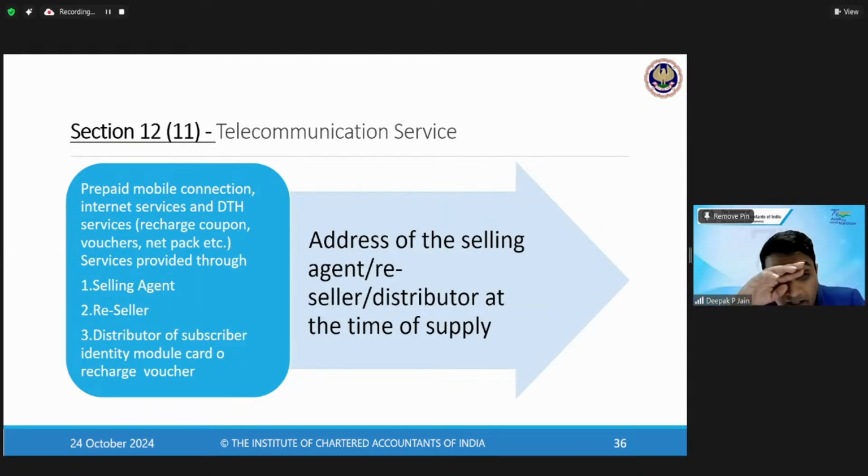In case of a prepaid mobile connection, internet service or DTH, anything where the service is provided.